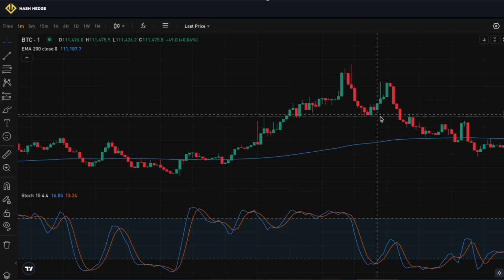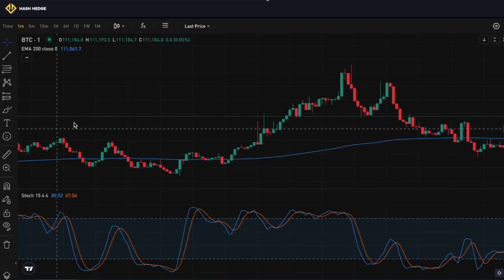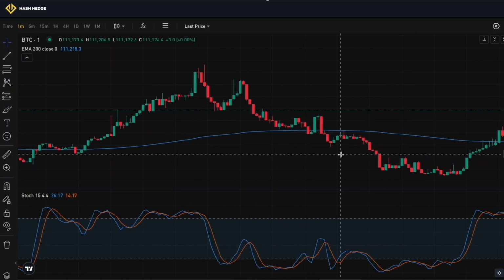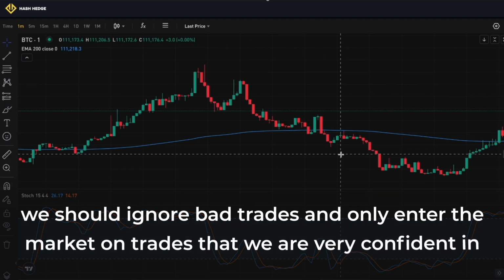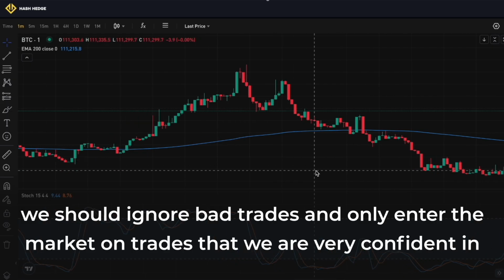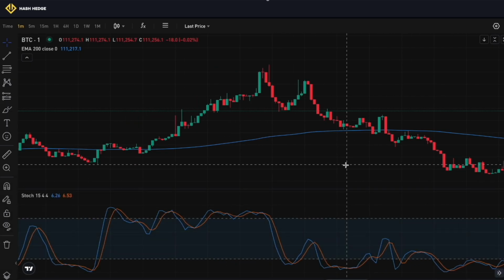As you can see, even though the strategy is built on a 1-minute chart and trades are made quite often, we actually miss quite a few trades and only enter very precise ones. And that's the main principle, that we should ignore bad trades and only enter the market on trades that we are very confident in. It's a very simple strategy.